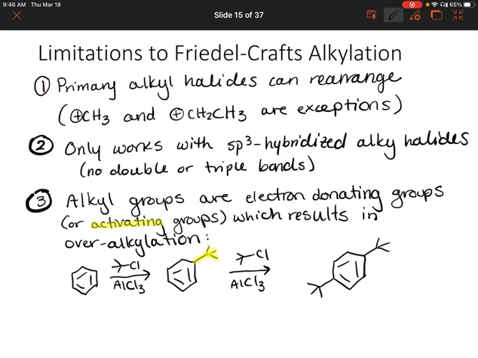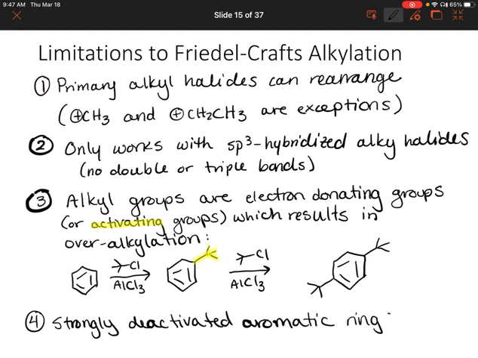Okay, and then the last limitation is that if you have, let's say, an electron withdrawing group instead of an electron donating group on your ring already, that might cause the ring to be unreactive. So another way of saying that is strongly deactivated aromatic rings cannot perform the Friedel-Crafts alkylation.